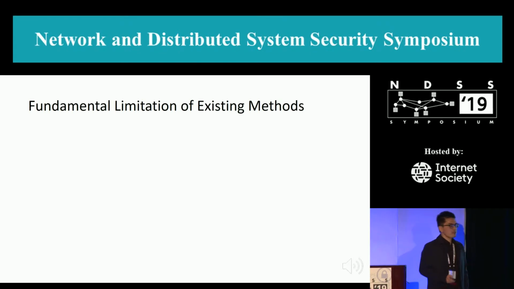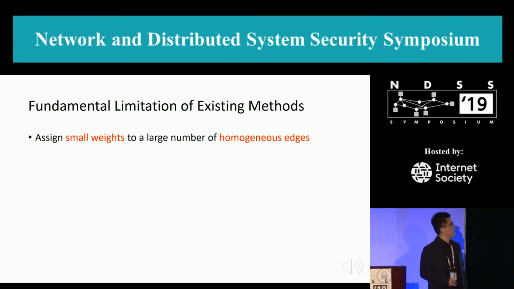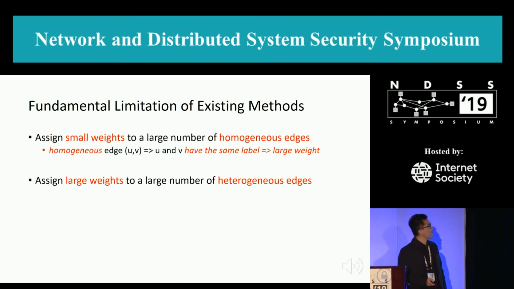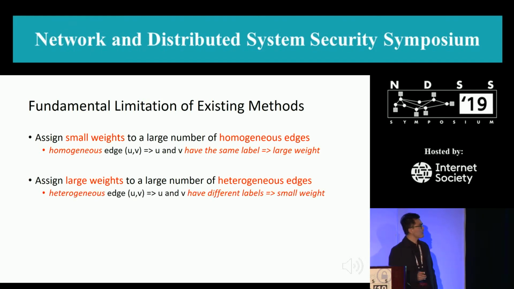However, the fundamental limitation of existing methods is that they assign small weights to homogeneous edges. What does that mean? A homogeneous edge, say UV, means that U and V should have the same label, so it should have a large weight. But existing methods assign small weights. They also assign large weights to a large number of heterogeneous edges, which connect two nodes that should have different labels and so should have a small weight.